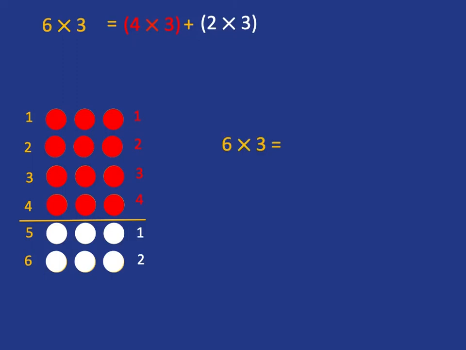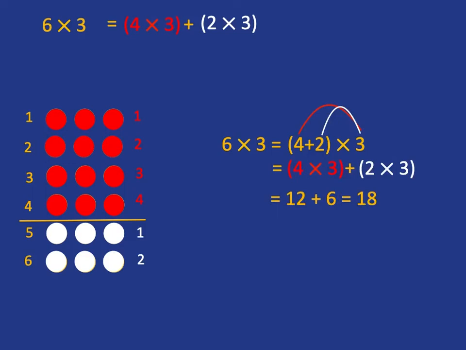Working purely symbolically, we can see this as 6 multiplied by 3. Well, 6 is 4 plus 2. So we've got 4 plus 2 multiplied by 3. And that means that the 3 needs to multiply with the 4 and also with the 2. So we've got 4 times 3 plus 2 times 3. And that is going to give us 4 times 3 is 12, 2 times 3 is 6. So 6 times 3 is going to be 18.